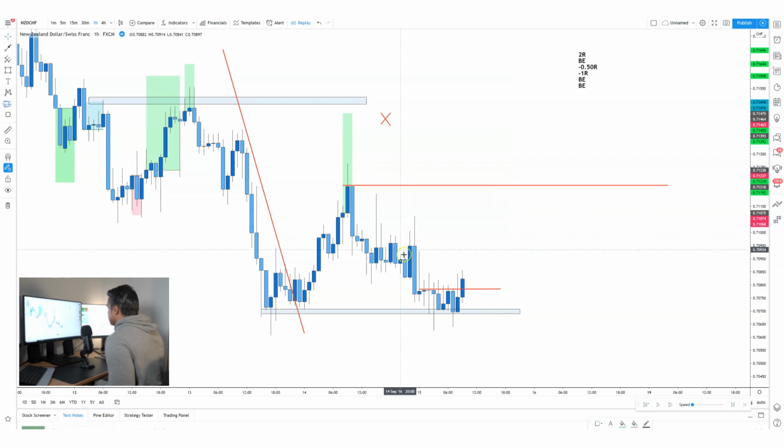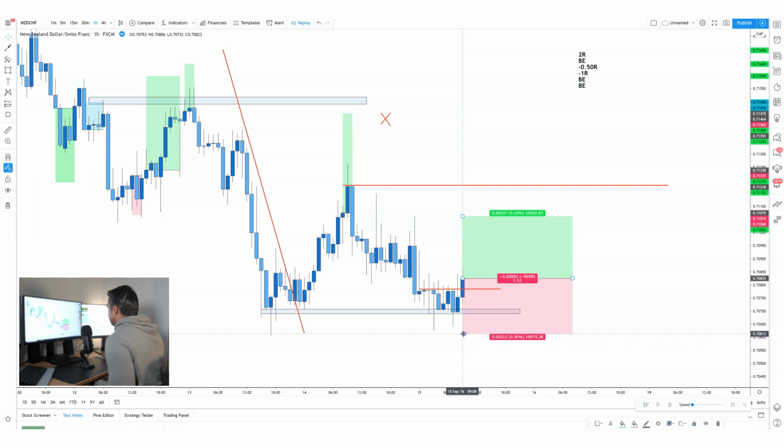I think if I was to take this trade, I'd be safe to put my stop loss below this level. I don't think that I'll be stopped out immediately, and I do believe that I could manage this trade pretty aggressively. In terms of a target, 1 to 2, I'll be targeting back to this wick area here.